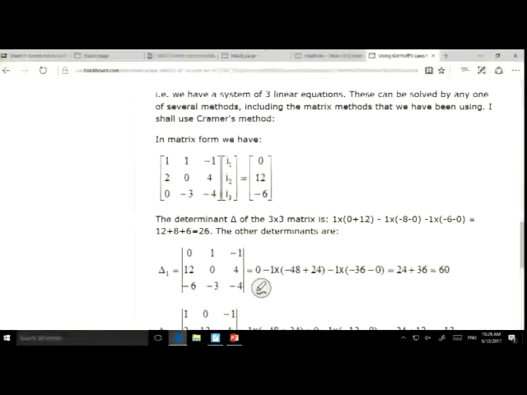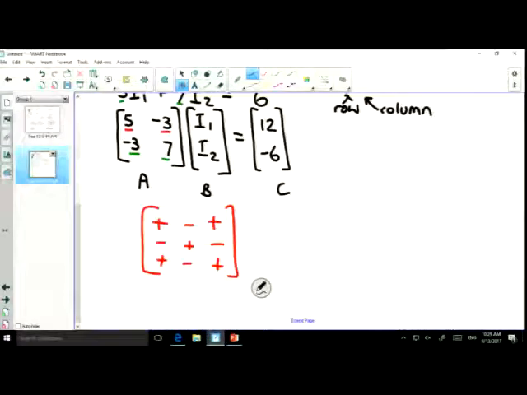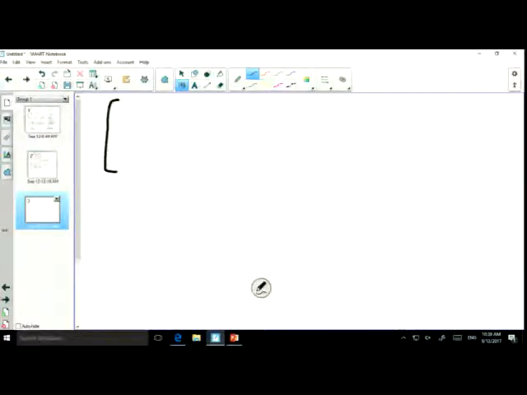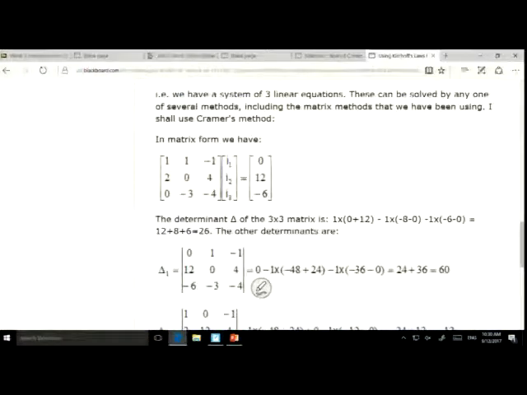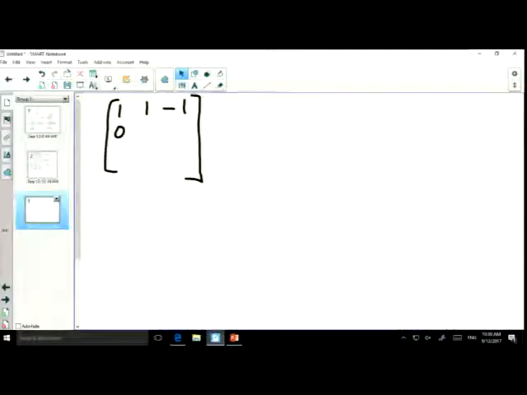1, 1, minus 1. I'm never going to remember that. 1, 1, minus 1, 2, 0, 4, 0, minus 3, minus 4. Anybody written down the matrix? You can tell me what it was. No? One, one, minus one. Anybody remember the next row? 0, 4, that's 0. Yeah. 0. Yes.